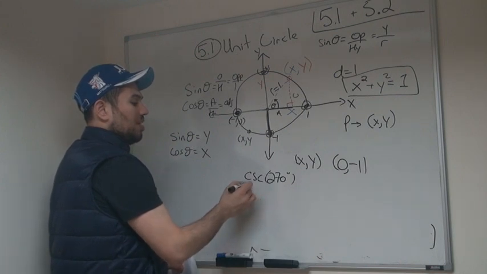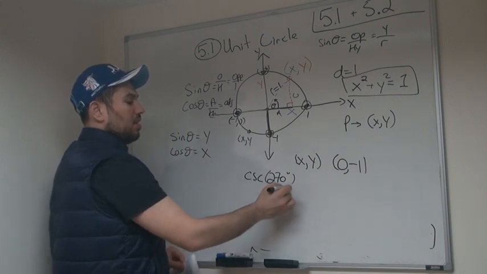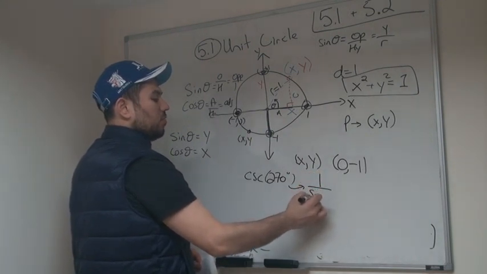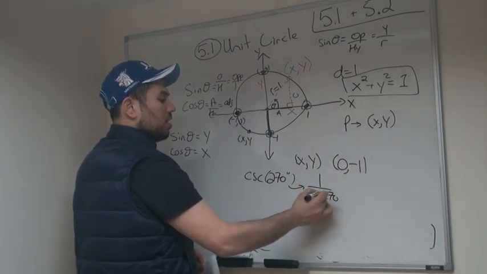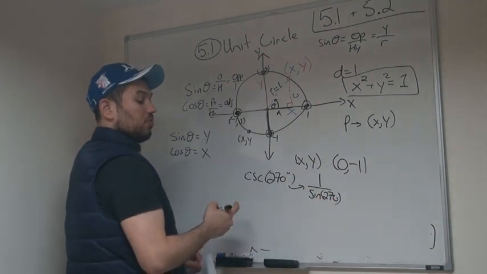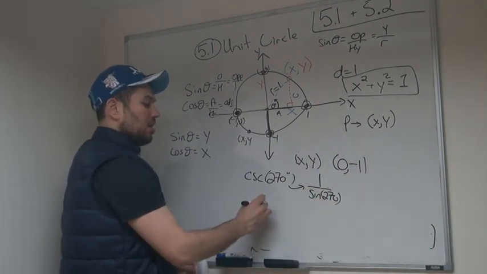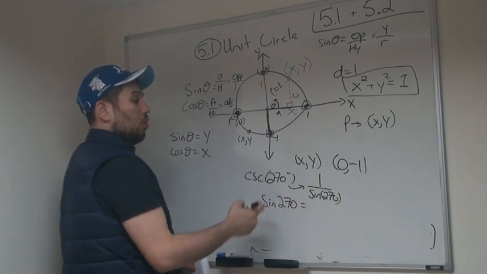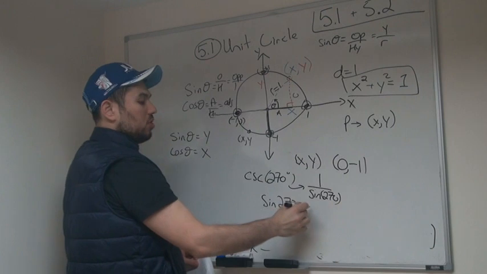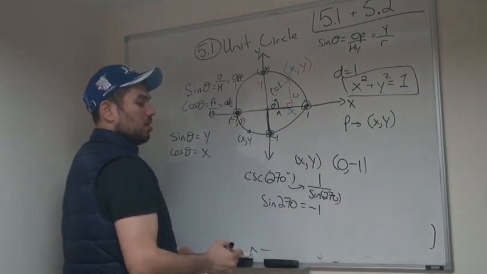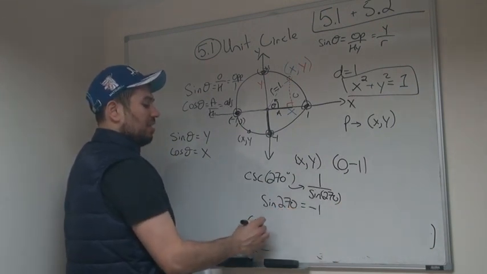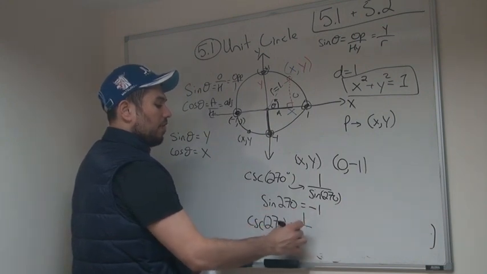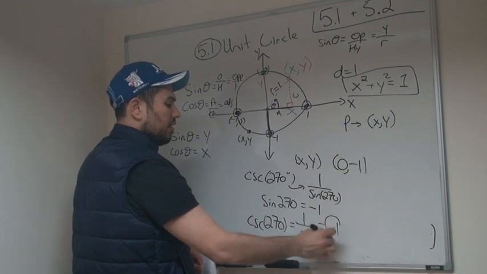So since the cosecant of 270 is 1 over the sine of 270, it's the reciprocal function, and the sine of 270 is equal to the y value at 270, which is negative 1. The cosecant of 270 would be 1 over negative 1, or just negative 1.